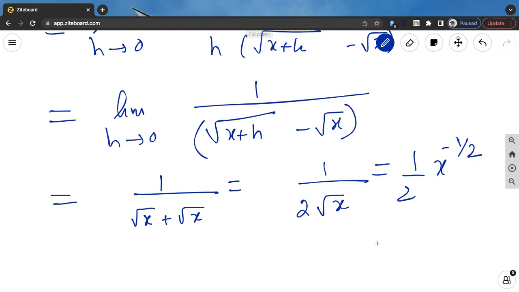Let me compare this with the form n times x raised to n minus 1. n was half here. So n is half and half minus 1 is minus half. Oh yes, so it is still obeying that form n times x raised to n minus 1. So it works with any power. It's not necessary that it has to be an integer power. If you don't believe me, try it with x raised to 1 by 3 or 1 by 4 and go ahead.